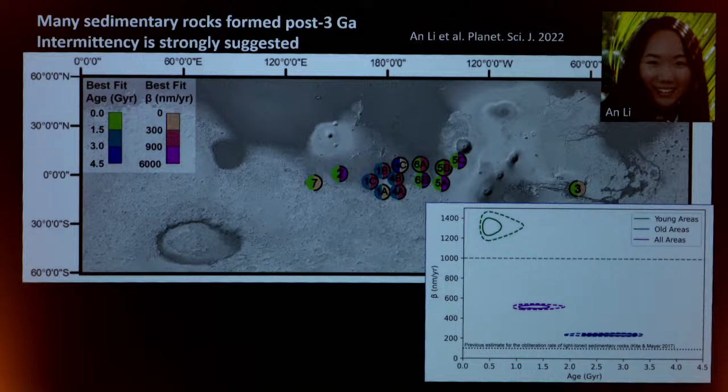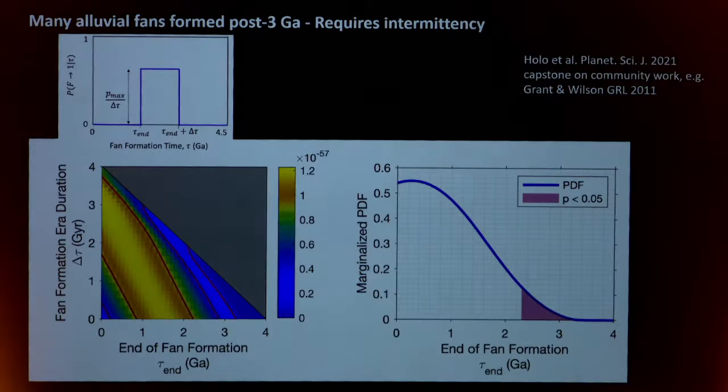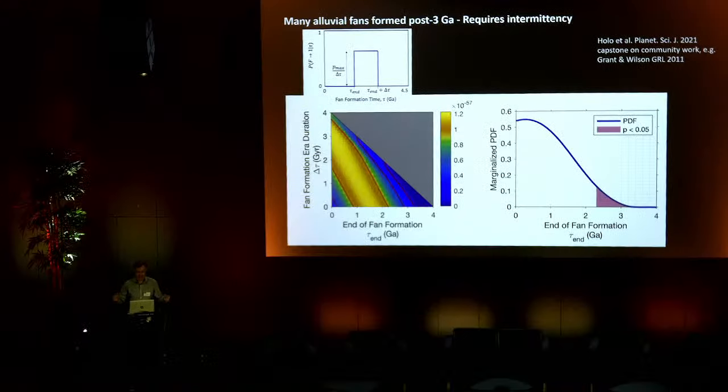And so in this analysis led by An Lee, who's now a graduate student at the University of Washington, An looked at the crater record both of erosion and of original formation age and found that many of the sedimentary rocks post-date 3 billion years ago. And the same is true for the alluvial fans. So many people have studied this, going back at least as far as Grahn and Wilson 2011. Our contribution was basically to be more conservative in our analysis, but we got the same result.